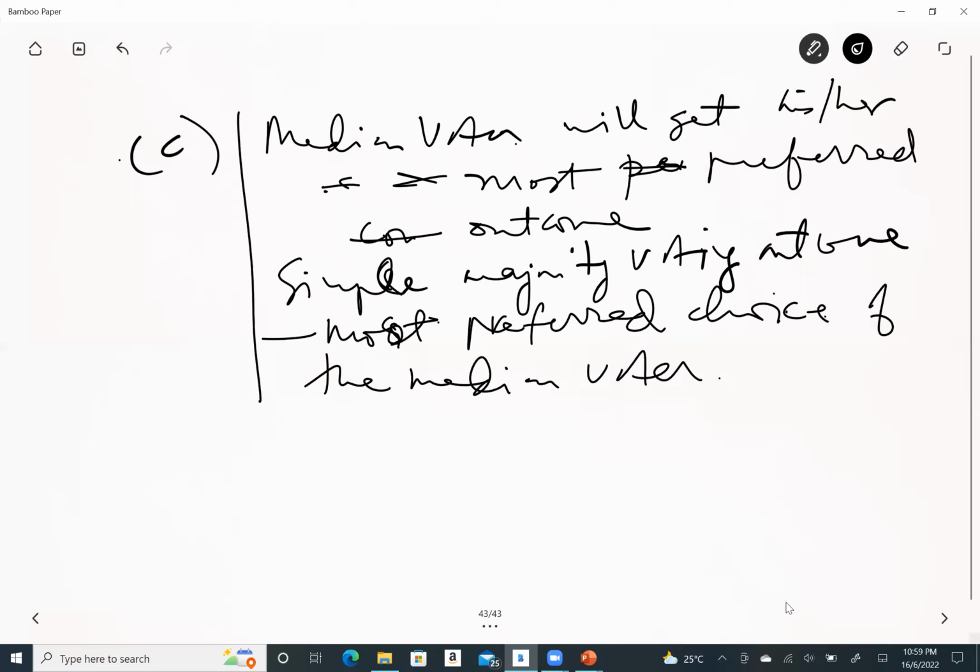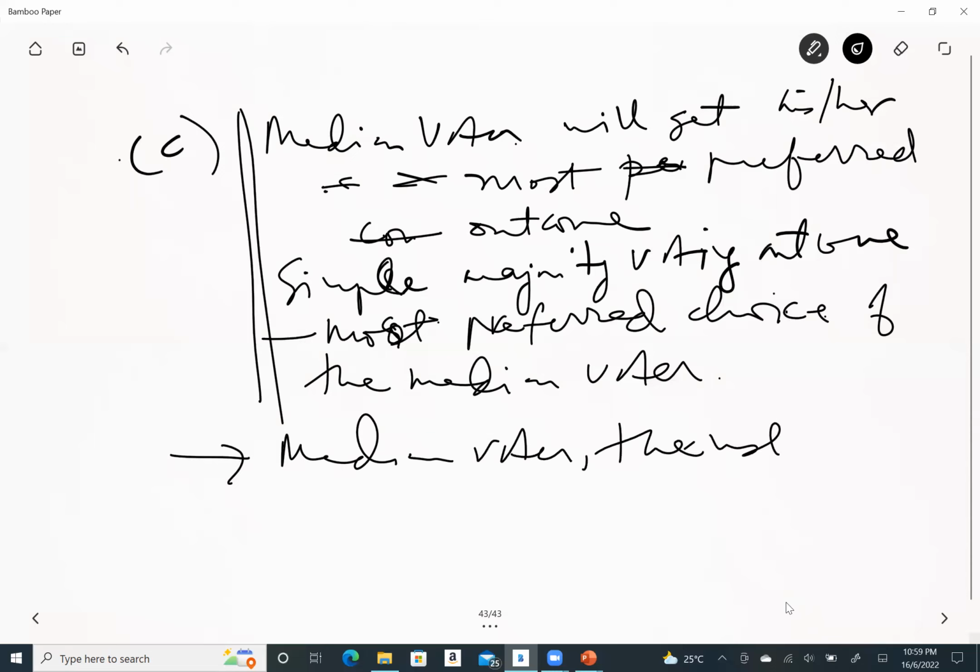So this is the test. According to the median voter theorem, the median voter will get his most preferred outcome. And under the simple majority rule, the outcome will be the most preferred choice of the median voter. So you look at the problem that you have here. Who is the median voter? The median voter is the one with the most preferred outcome.